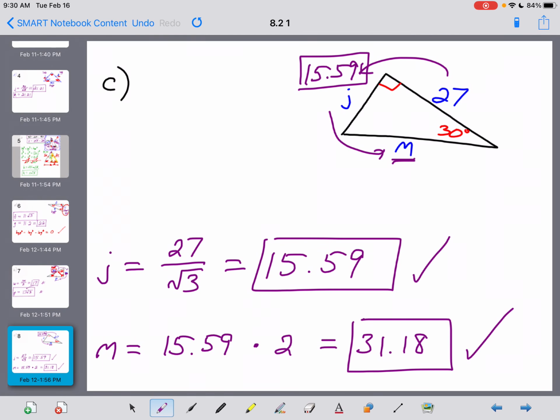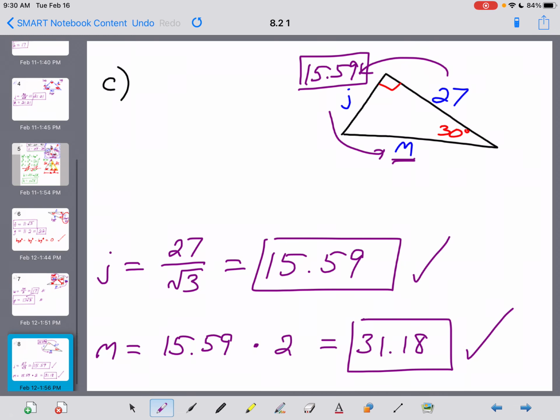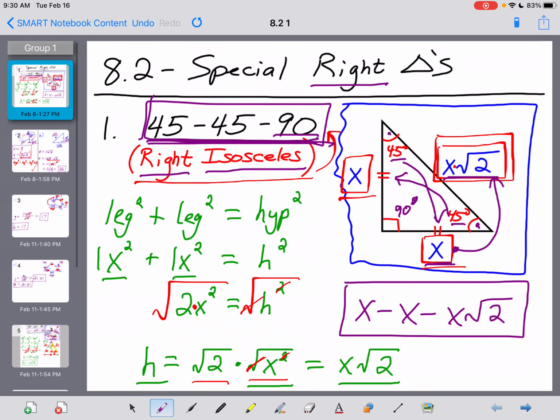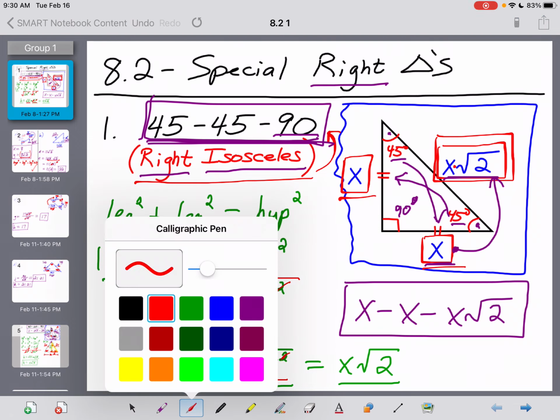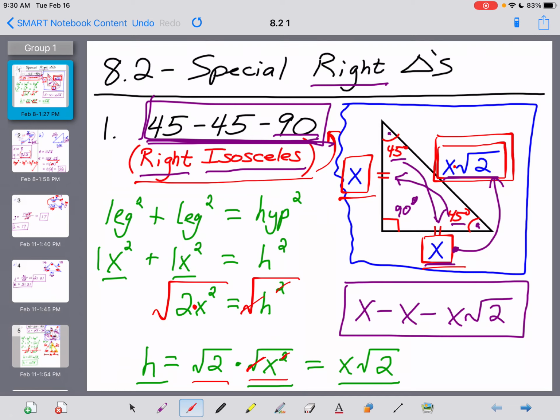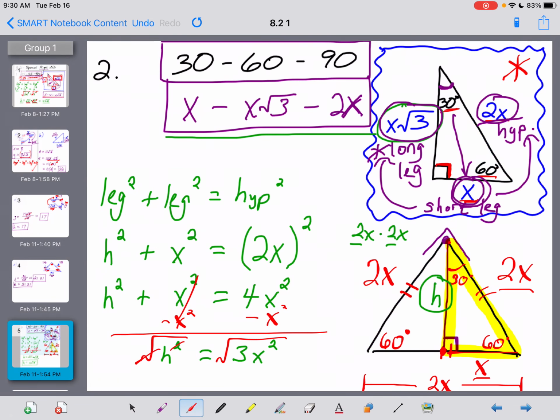And everybody, that's a wrap on section 8.2. So you've got 2 things to make sure that you have memorized or at least written down carefully. And that's this diagram here with 45-45-90 triangles, where their pattern is x, x, and x times the square root of 2 for the length of the 3 sides. And then this pattern here for a 30-60-90, where the side lengths are x, x root 3, and 2x. So we've got to have those down. Once we do, hopefully it's not going to be too bad to find the lengths of missing sides in these special right triangles.